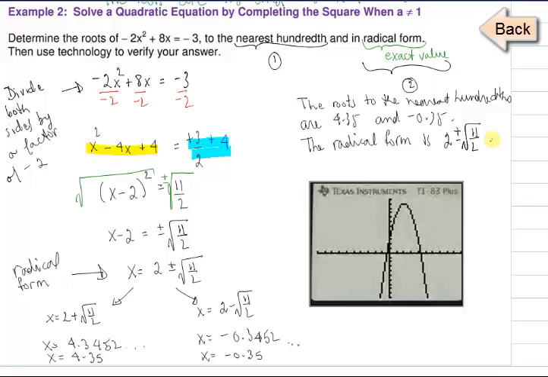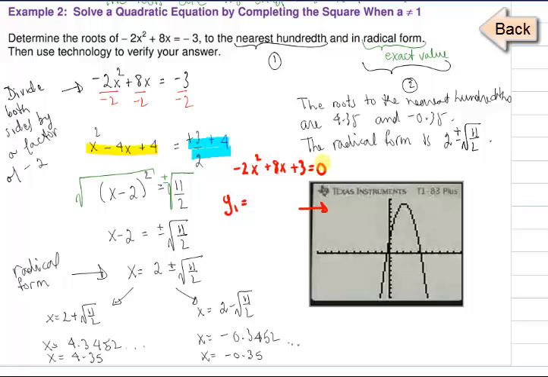Okay, so the last thing you were asked to do was to verify using technology, so we're going to use our graphing calculators. What you want to do then is enter your function into y1. So that means you're going to take this -3 and move it to the other side of the equation. So you take -2x squared plus 8x, and you move the -3 over to the left, and it becomes +3 and equals 0.